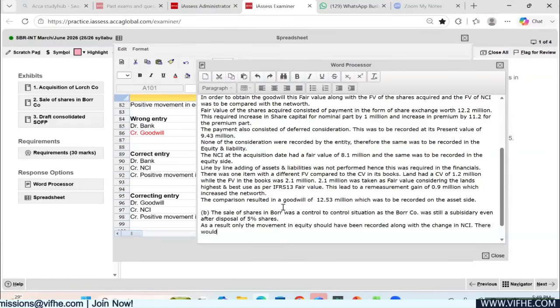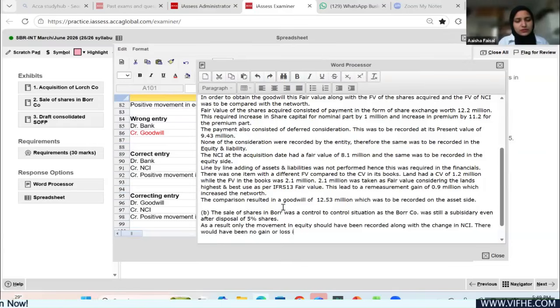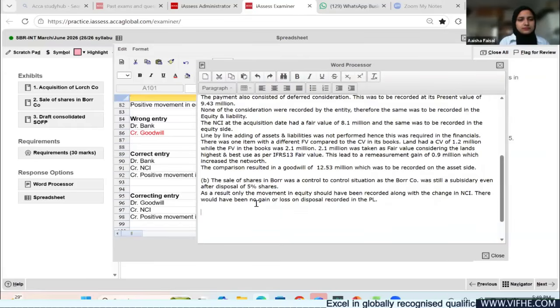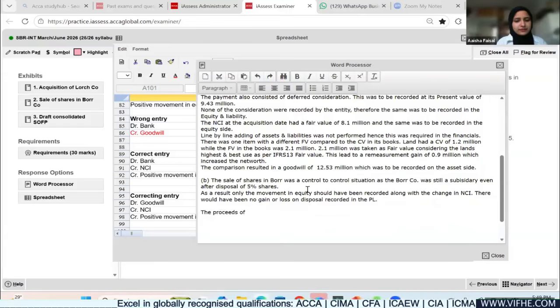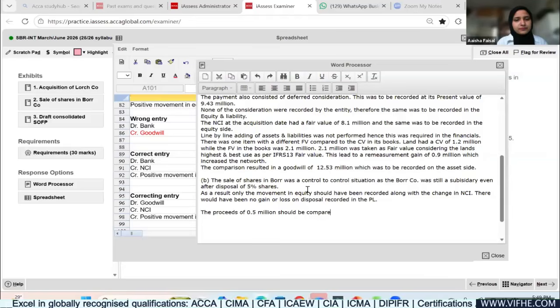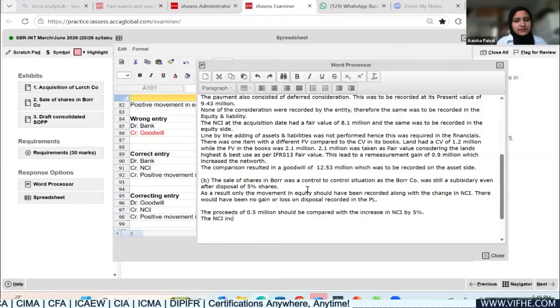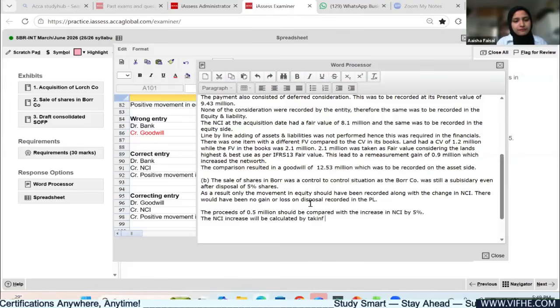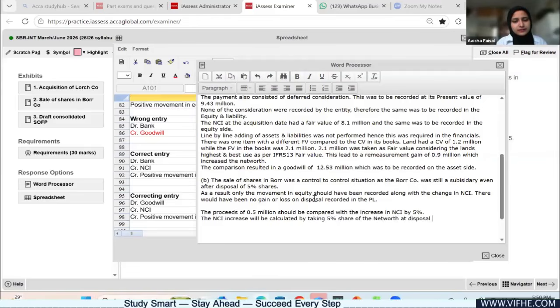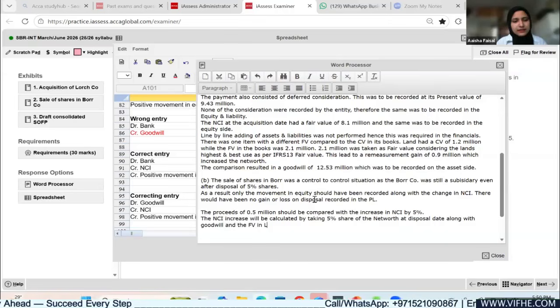There would have been no gain or loss on disposal recorded in the PL. The proceeds of 0.5 million should be compared with the increase in NCI by 5%. The NCI increase will be calculated by taking 5% share of the net worth at disposal date along with goodwill and the fair value increase in land or PPE.